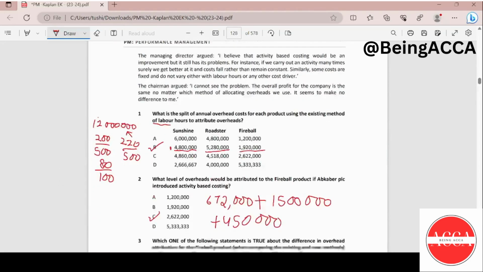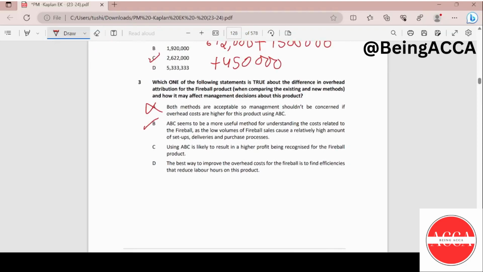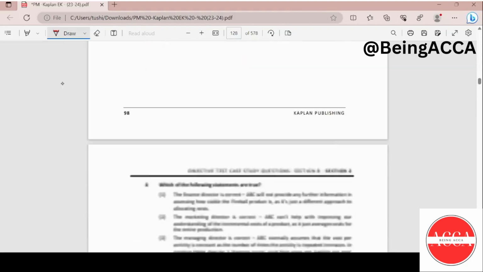So that is why the difference is more, and ABC does provide a more useful method so that the costs are understood in a better manner. So this is correct. Using ABC is likely to result in a higher profit being recognized for the Fireball product. No. The best way to improve the overhead cost for the Fireball is to find efficiencies that reduce labor hours on this product. No. So my answer is option B.